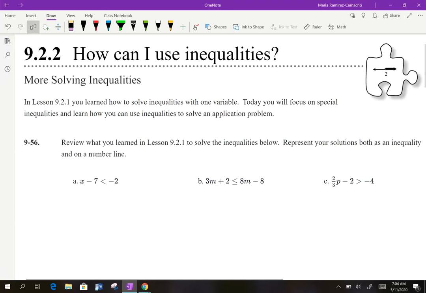We have just about 3 weeks left of school and we're almost done with chapter 9. So let's do today's lesson 9.2.2, more solving inequalities. This intro here says in lesson 9.2.1, you learned how to solve inequalities with one variable. Today you will focus on special inequalities and learn how you can use inequalities to solve an application problem.